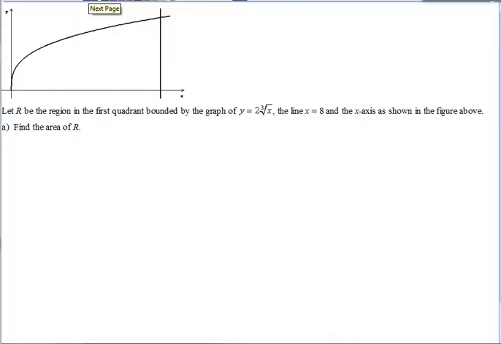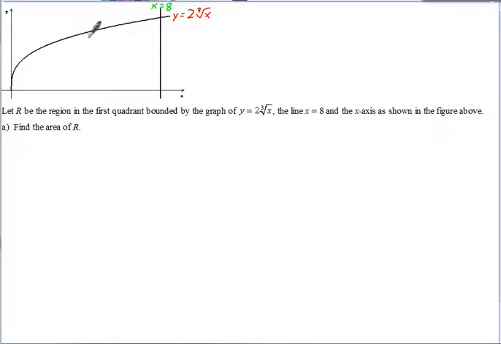This one says, let R be the region in the first quadrant bounded by the graph of y equals 2 times the cube root of x. So that's this equation right here. The line x equals 8. The line right there. And the x-axis, as shown in the figure above. So we've got this region right here. Find the area of R.